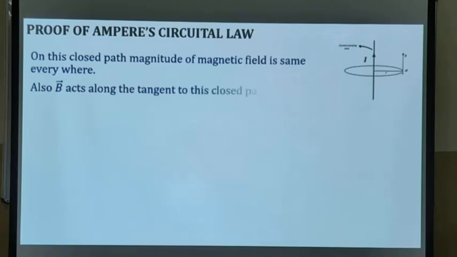Then also B acts along the tangent to this closed path, and vector dl also acts along this particular path. So the element vector dl will have the same direction as vector B. That means the angle between B and dl is 0 degree here. Why am I using this? Because we are using this in the line integral, and in the line integral we have the dot product. In the dot product we will always have cos theta. Remember that theta value will be 0 here. So in that cos theta I will be putting it directly as 1 in my derivation step.